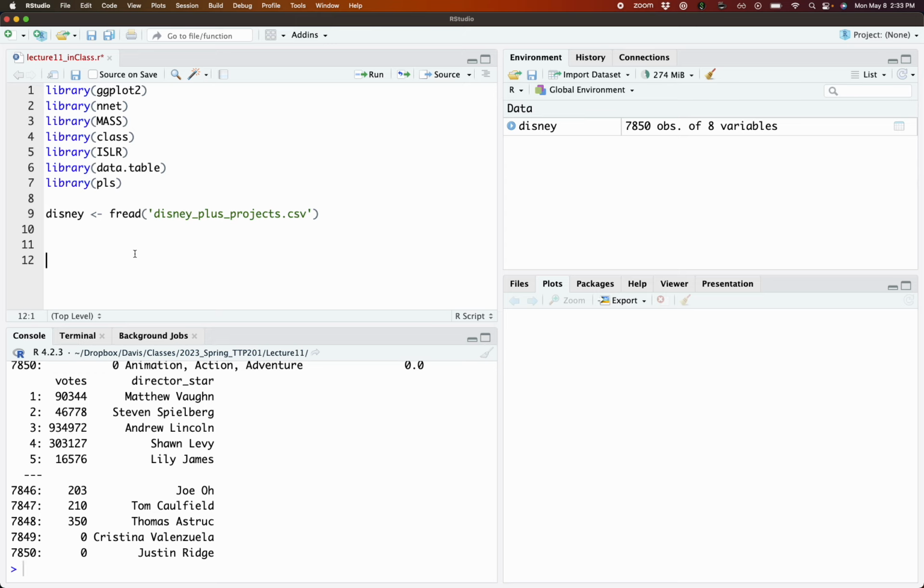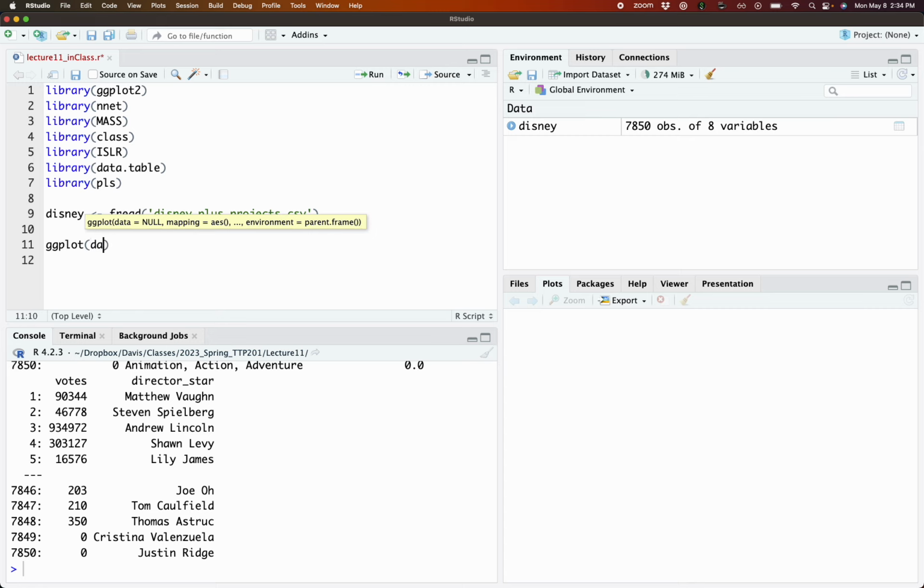What we're gonna do, let's do a quick visualization of pieces of this that we're interested in. We're going to attempt to see how the certificate, in other words, if it's PG, PG-13, R, TV mature, whatever, is related to or can be explained by other attributes of the show. Okay.